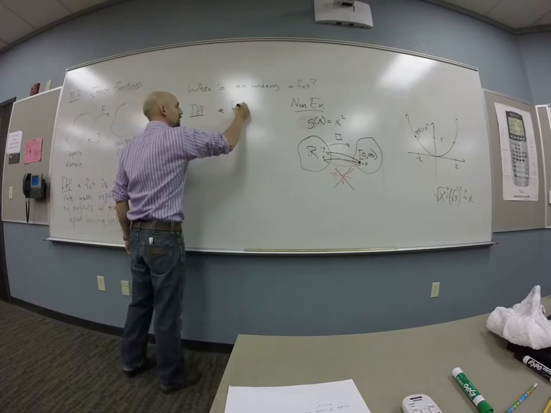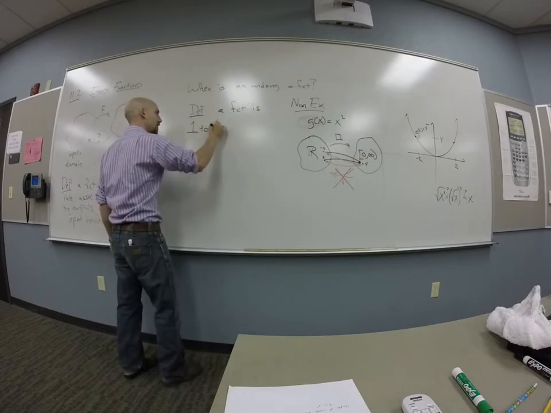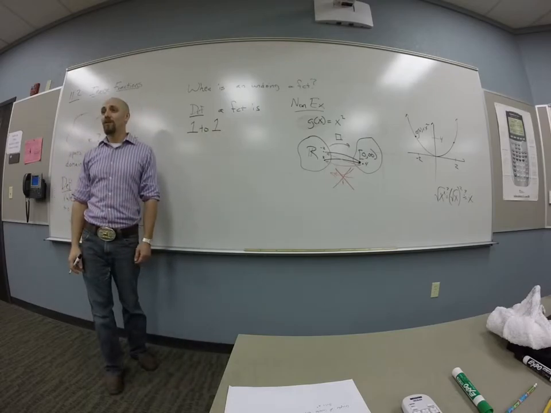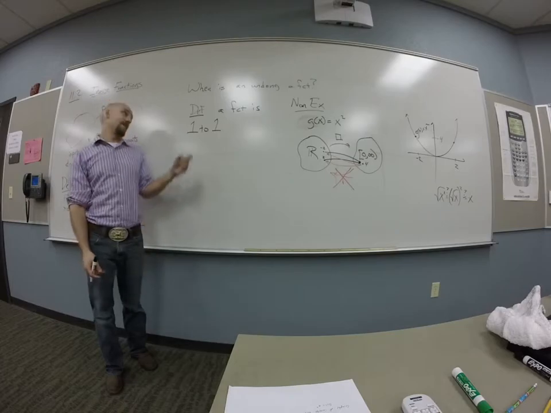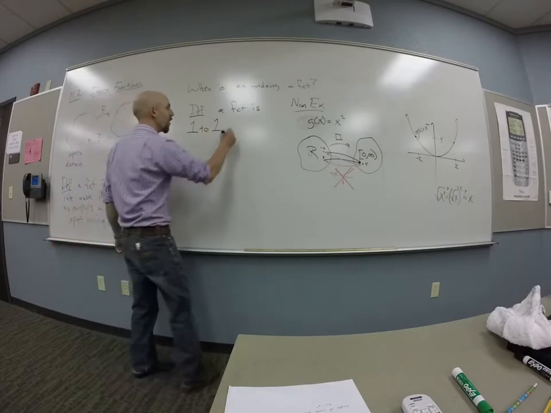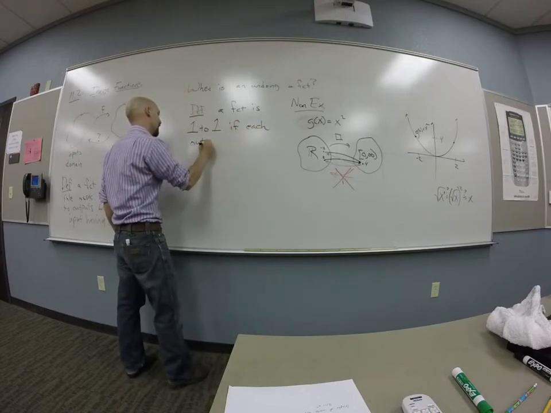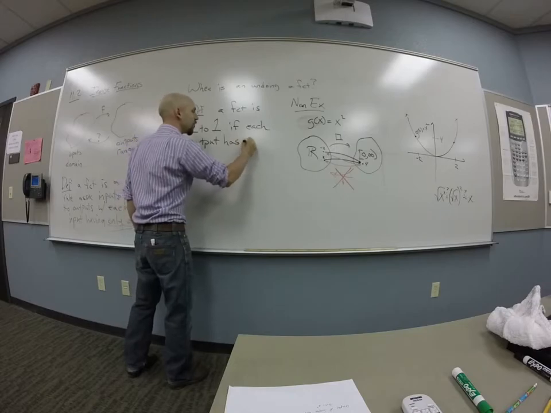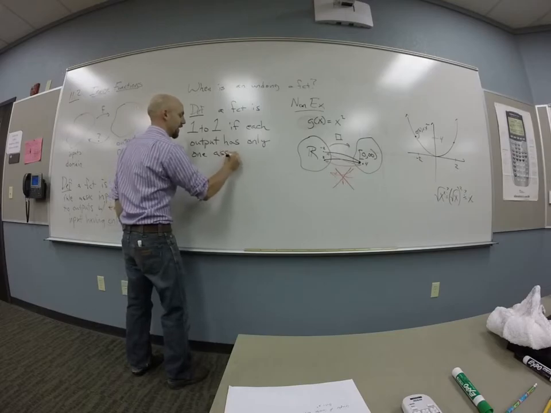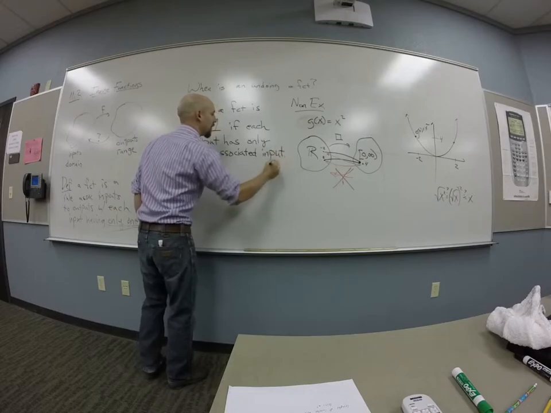So a function is 1-to-1. Well, what do I mean 1-to-1? Really, I mean one input to one output, right? So if each output has only one associated input. You guys see that?